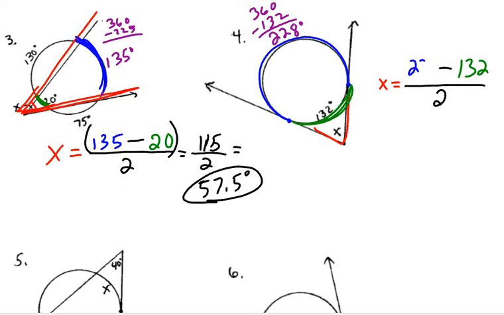So I'm putting my 228 in for my big arc, I'm subtracting, dividing by 2, and I got an answer of 48 degrees. Check your work and see if you get the same thing.